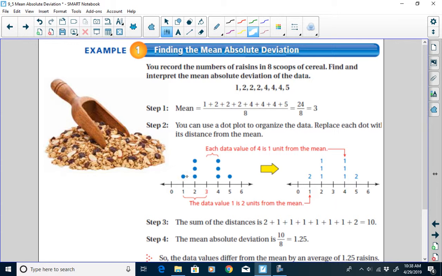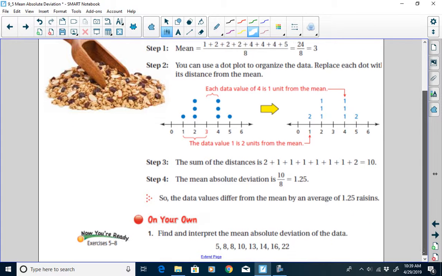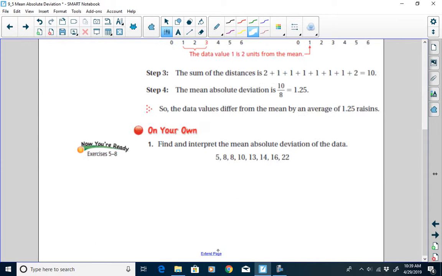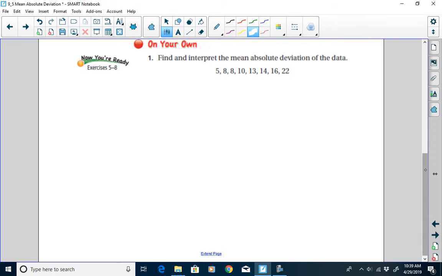Then we have to see, how far is each item from the mean? Well, 1 raisin would be 2 from that mean of 3. Each of these 2s would be 1 from the mean of 3. Each of these 4s is 1 from the mean of 3, and 5 would be 2 from the mean of 3. Once again, we find the mean of these distances. So I have to add these distances together and divide by 8, and we get a mean absolute deviation of 1.25.